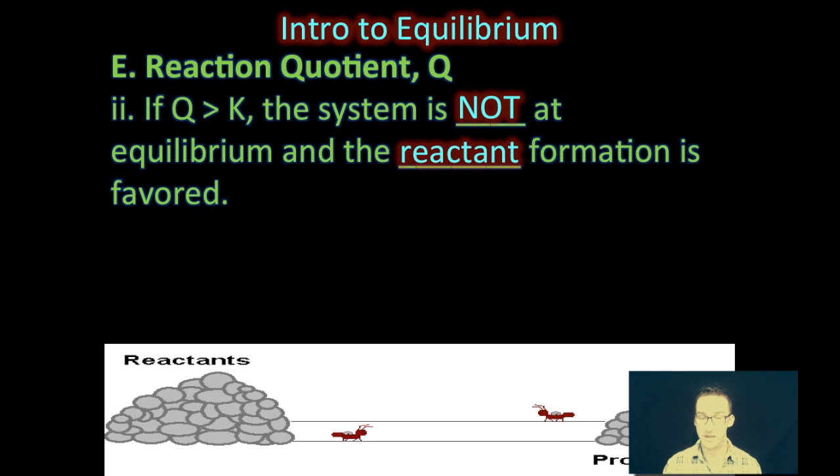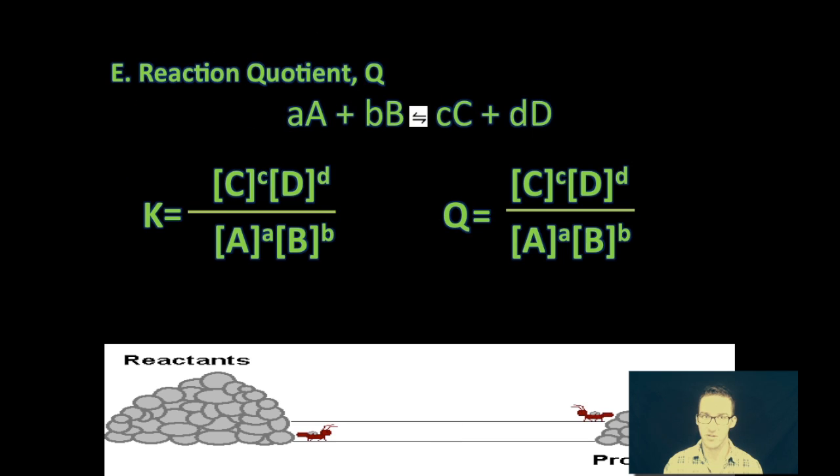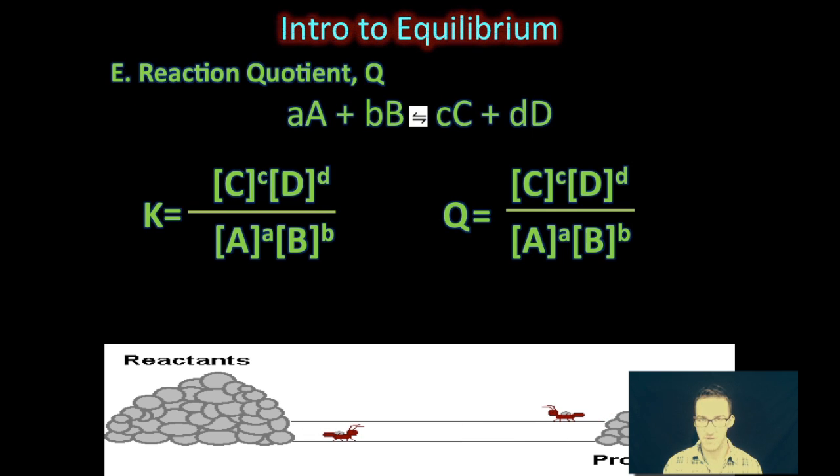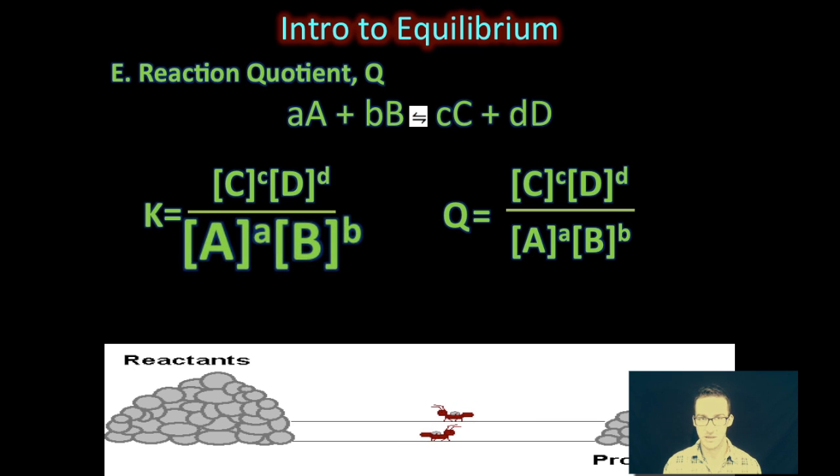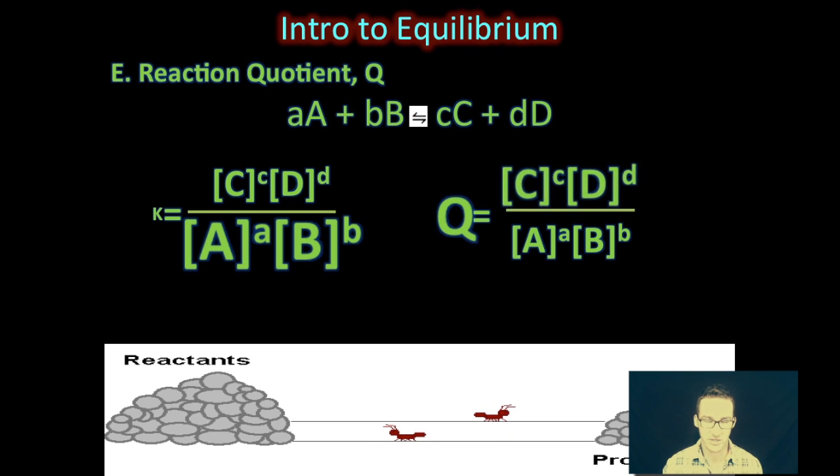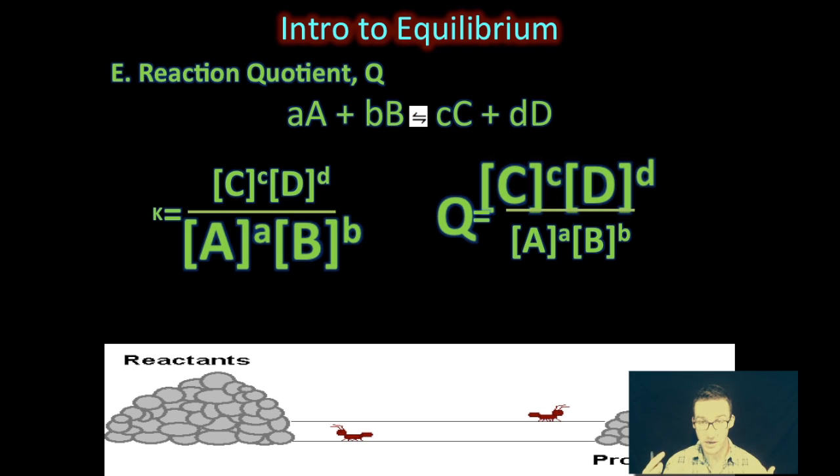Conversely then, if Q is greater than K, the system again is not at equilibrium, and here the reactant formation is going to be favored. So again, for the purposes of better understanding the relationship between these two, if I had an equilibrium constant K that was small, that would imply that I had a lot of reactants at equilibrium and not a whole lot of products. And if I'm comparing Q to K and Q is larger than K at that time that I'm measuring the concentrations, then that would tell me that I've got a lot of product at that point that I measured Q.